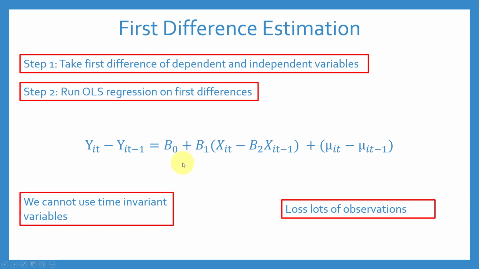One major drawback also is that we lose lots of observations because we are taking differences. So for each cross section we are losing a single observation. So if we have 100 cross sections, that means we would lose 100 observations.